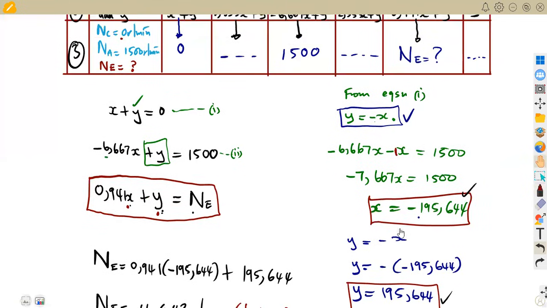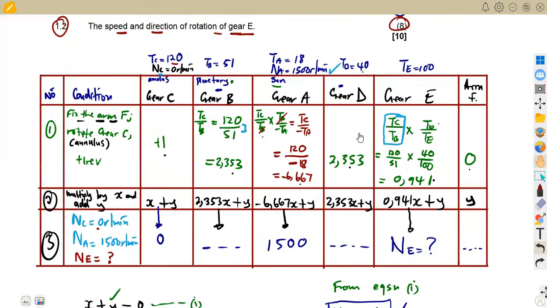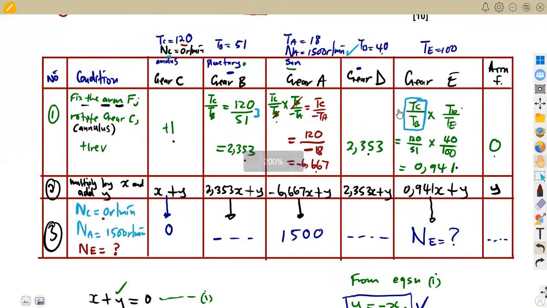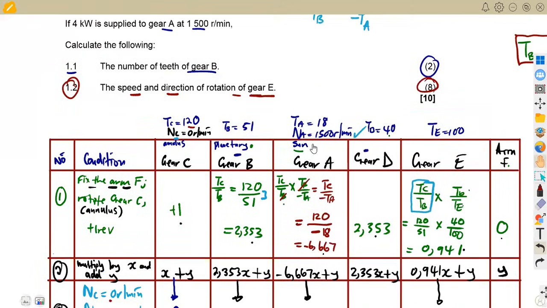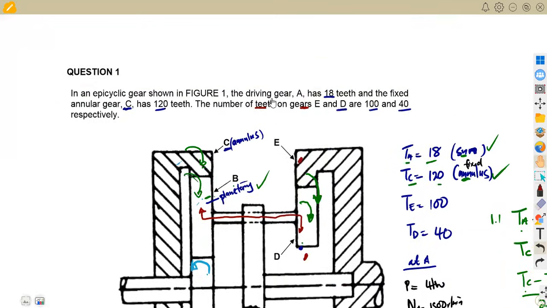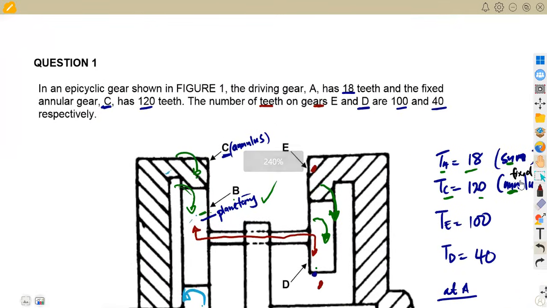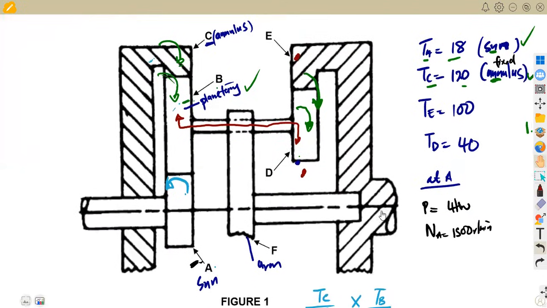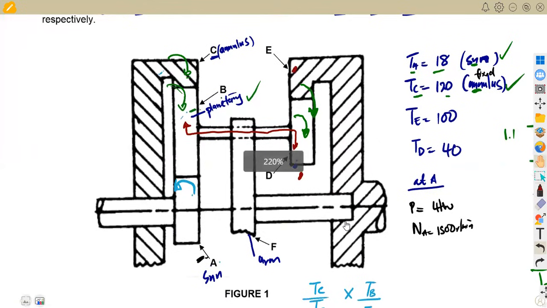All you just needed was understanding on your table how these gears are being linked, are being connected, and the effect of one gear to another, and also the information. Sometimes this part of the annular being fixed is something that you are already given, or from the first information here, you are already told that we have got the fixed annular gear C. It's a fixed part. So its speed, if it is fixed, is always going to be 0 because there's no movement there.